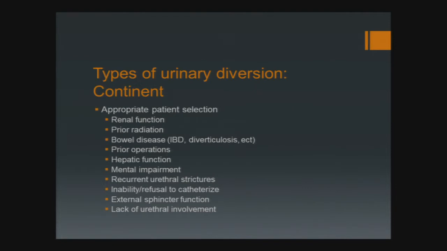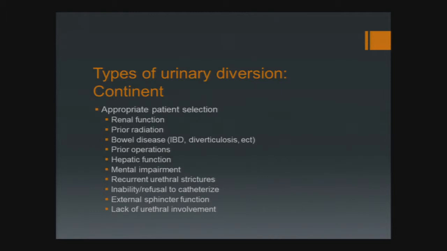Recurrent urethral strictures, that's more specifically for an orthotopic diversion, and the inability to reliably catheterize that. And then if they're just not going to catheterize, some people do not want to catheterize and just refuse to catheterize. Obviously, doing a continent diversion on those patients is not a good idea.